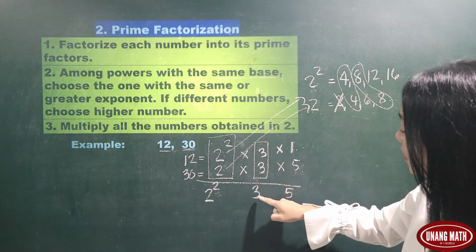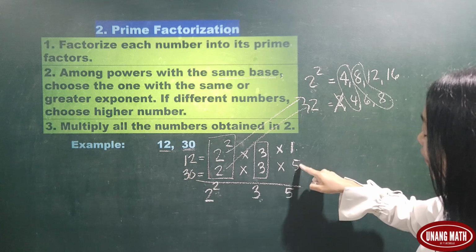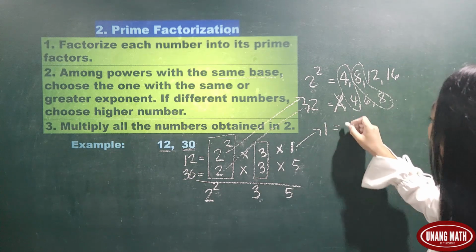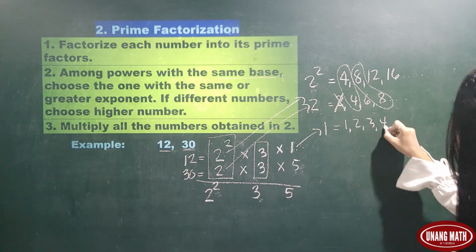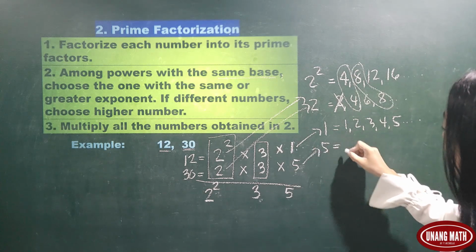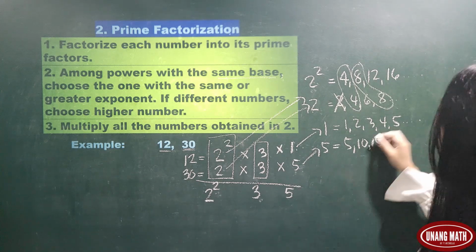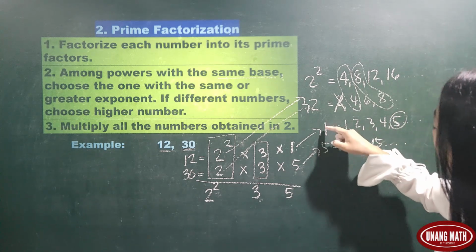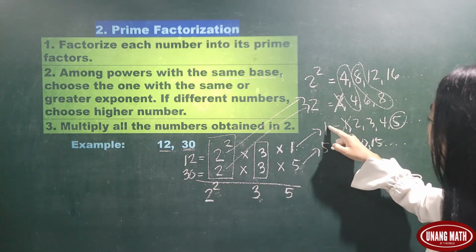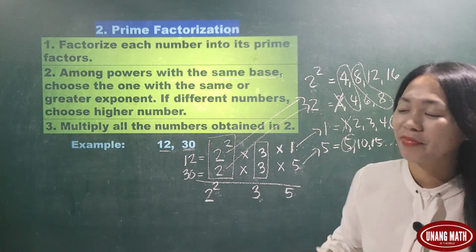If same numbers, then we just need to copy the same number. Here, 1 and 5. Higher is 5. So why did we choose 5? What are the multiples of 1? We have 1, 2, 3, 4, 5, and so on and so forth. How about multiples of 5? We have 5, 10, 15, and so on. 5 is a common multiple of 1 and 5. 1 is not a common multiple of 1 and 5. So we need to choose the higher number, and that is 5.